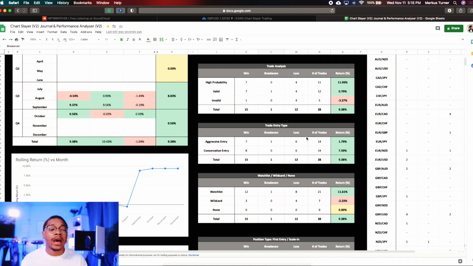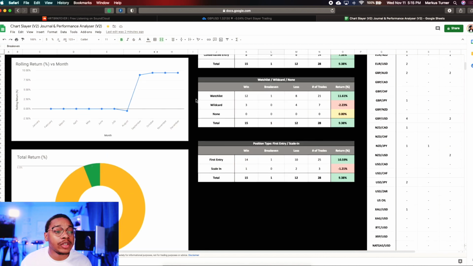So I definitely think conservative, which is like the break and retest method, obviously is going to have way better returns than you just taking an aggressive entry. So you got to pay attention to these things. And for me, I'm paying attention saying I need to take more conservative entries, right? Because I'm winning more on conservative entries, especially if it's a high quality conservative entry, right?